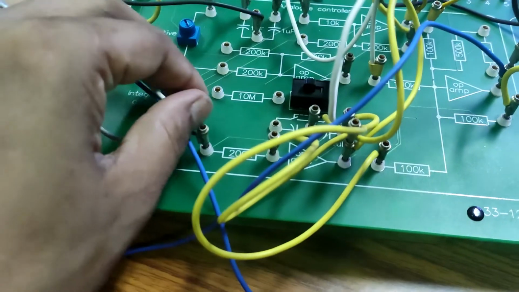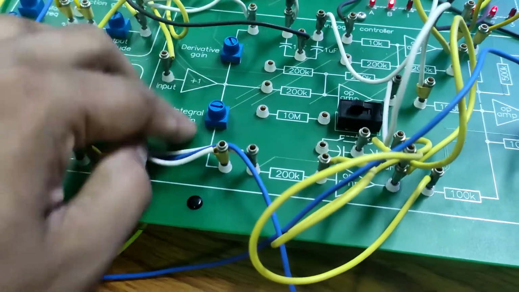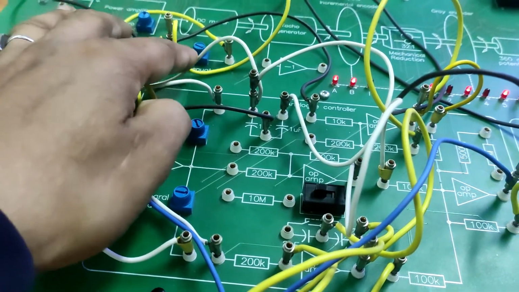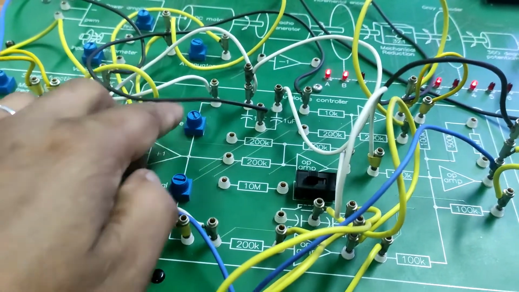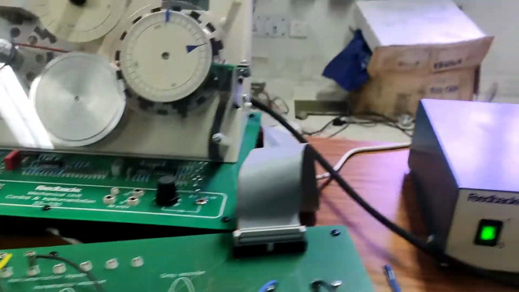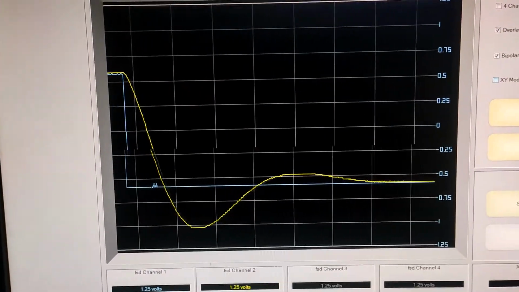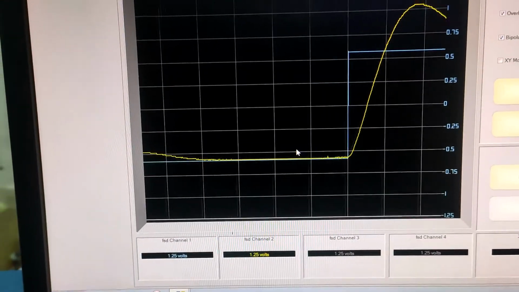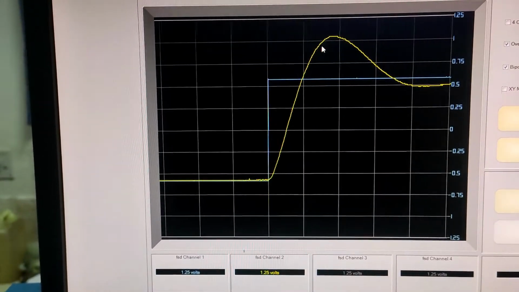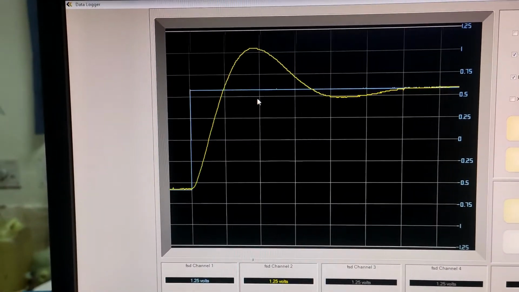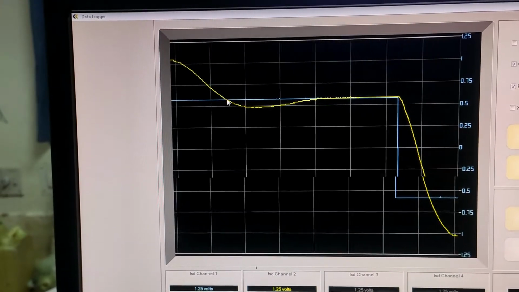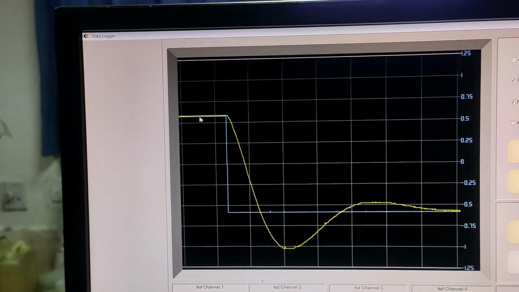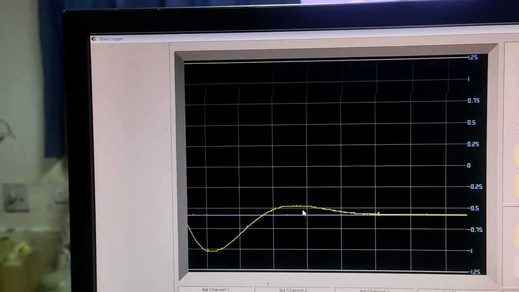Now at the last we add the I controller integral gain. We add actually full gain, all PID, P, I and D. Now see the response of input and output. Blue is the input, yellow is the output. See this phase up to here, overshoot is there, but the D controller managed the overshoot, and the I controller was able to eliminate the steady state error.